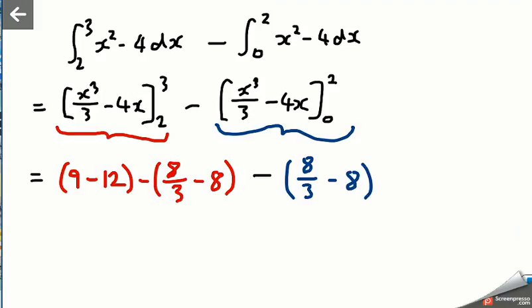And then we're just going to be minusing off 0, aren't we? Because when we put 0 into both of those, we get 0 cubed divided by 3, which is 0, and minus 4 times 0, which is 0 again. So we don't need to worry about the other part. So really what we have here is 9 minus 12 is negative 3, minus, and we've got 2 times 8 over 3 minus 8.